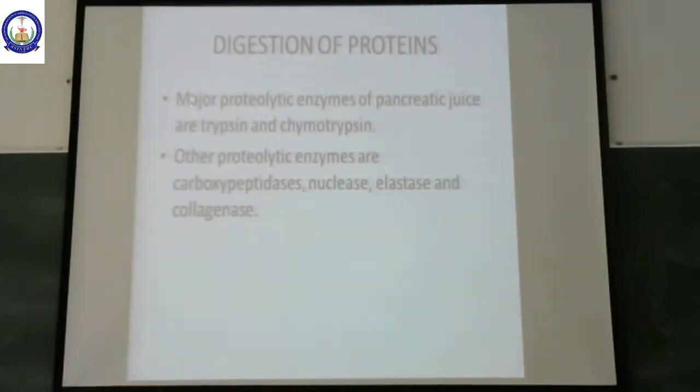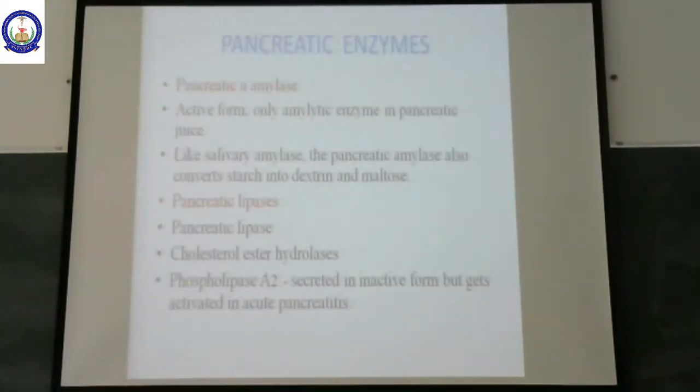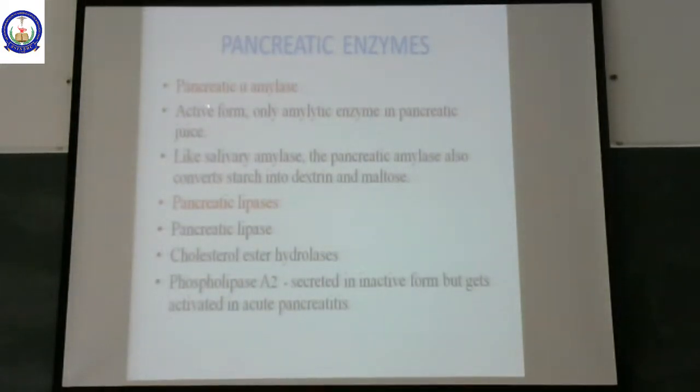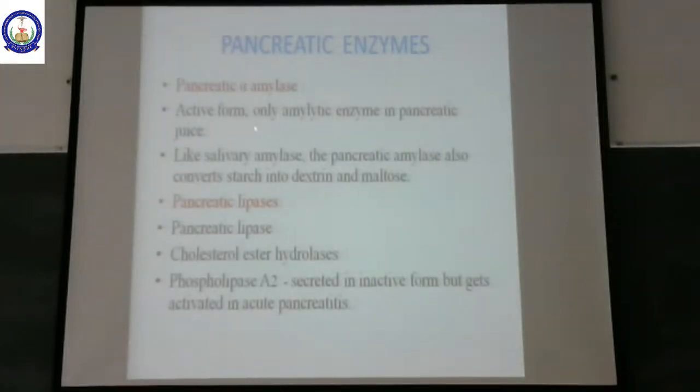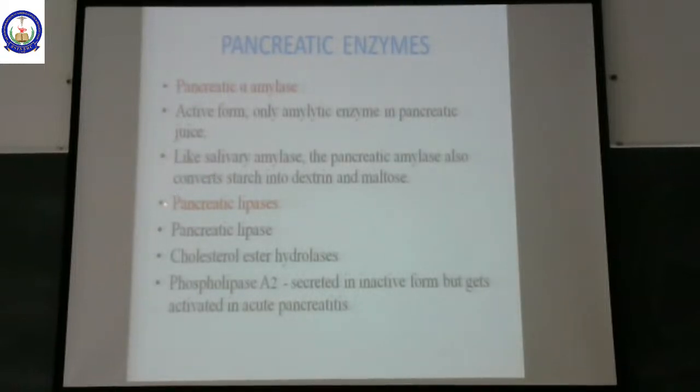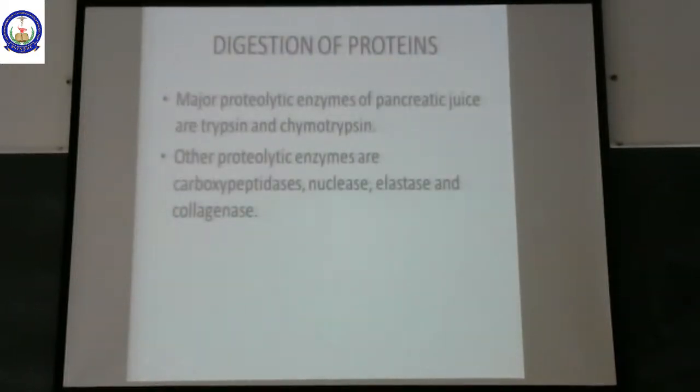Then, coming to digestion of proteins. So, we finished with digestion of carbohydrate: the enzyme secreted from the pancreas which digests the carbohydrate molecule is pancreatic alpha amylase. Which are the enzymes secreted from the pancreas which digest lipid molecules? Pancreatic lipase, cholesterol ester hydrolases, and phospholipase A2. Now we'll see how protein is digested by the enzymes of the pancreas.